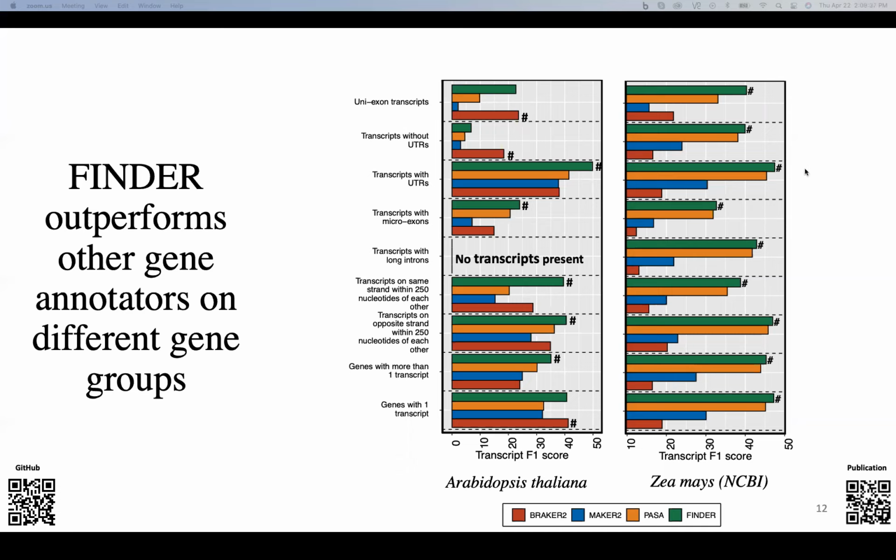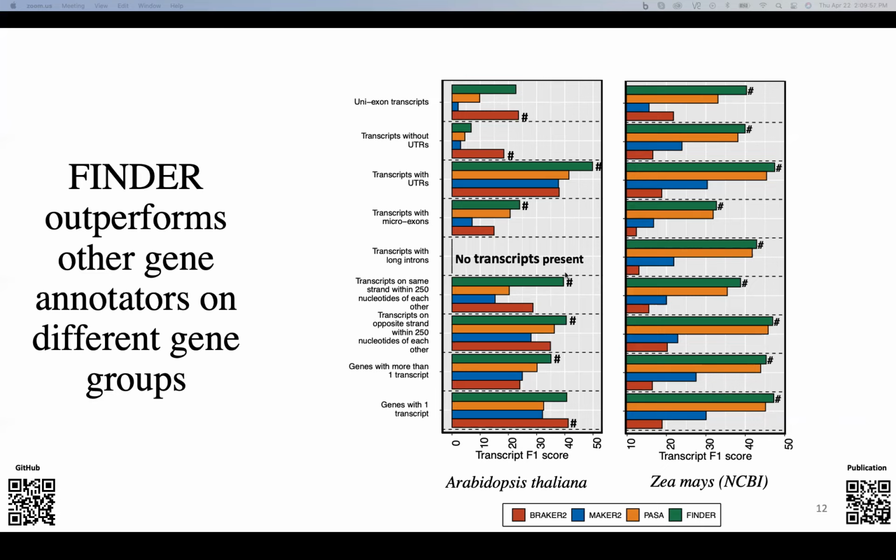The hash symbol indicates the performance of the particular annotator which did best in that particular group. So if you look at Zea mays, you'll see that in almost all, in fact, in all the groups, Finder was able to perform better. It generated much better gene annotations. In case of Arabidopsis thaliana, in most of the cases, Finder did really good.